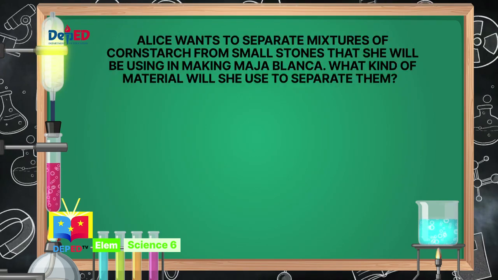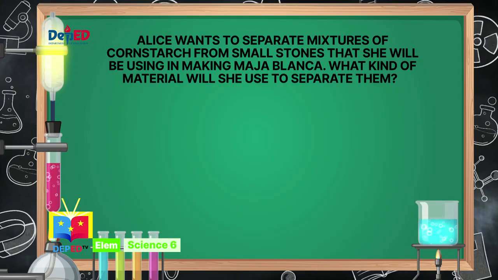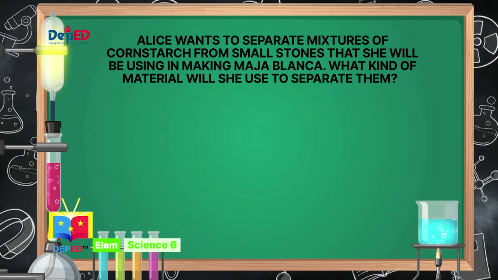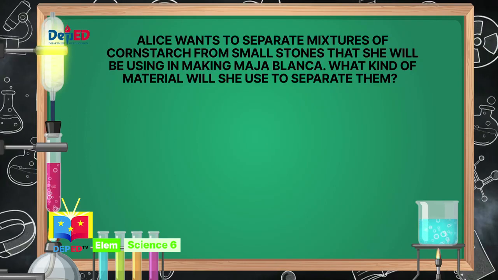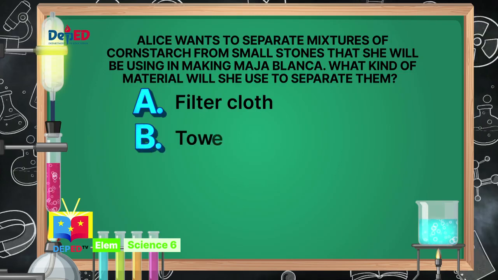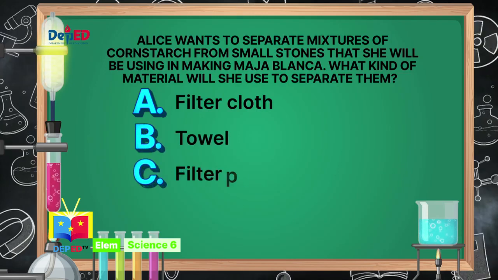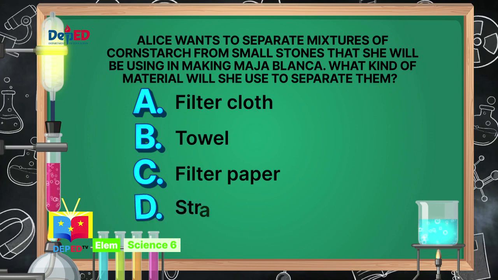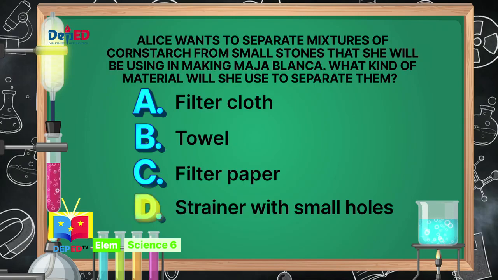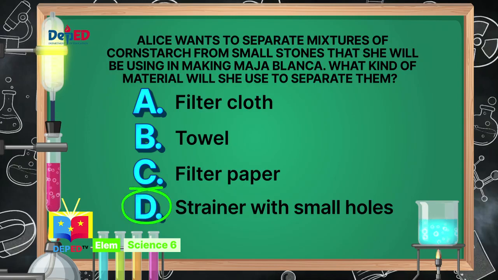Number 4. Alice wants to separate mixtures of cornstarch from small stones that she will be using in making maja blanca. What kind of material will she use to separate them? A. Filter cloth. B. Towel. C. Filter paper. Or D. Strainer with small holes. The correct answer is letter D. A strainer with small holes.